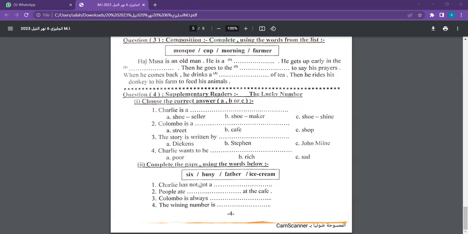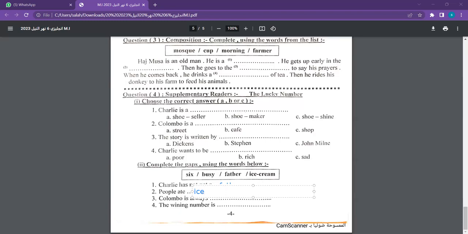Charlie has not got a stiff, busy, father, ice cream. Charlie has not got a father. Father, yes, very good. Charlie has no father. Okay. Number two, people ate dash at the cafe. People ate six, busy, ice cream. No, busy means a lot of people.